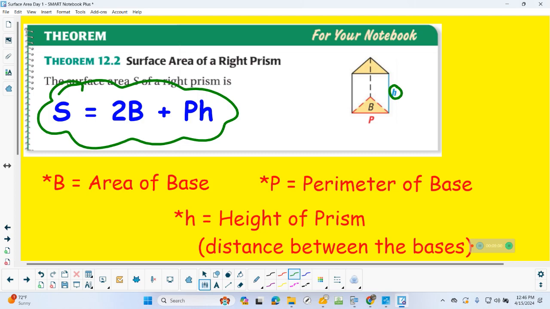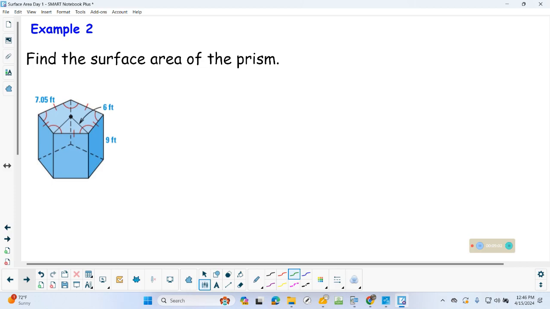All right, let's do one, shall we? Okay, find the surface area of the prism. Now, first question for you. What shape is the base? I heard it, a pentagon. We have these 5 sides. This is what we did last. So I'm going to start with the base. Now, you need to know the formula to calculate the area of a regular polygon. What is it?